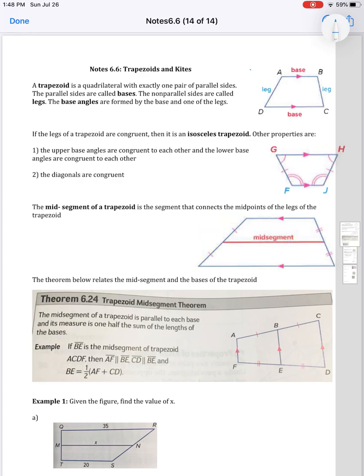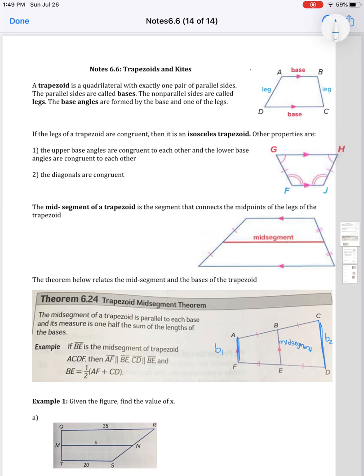The base angles are formed by the base and one of the legs. So there's two pairs, bottom base angles and top base angles, or upper base and lower base. If the legs of the trapezoid are congruent, it's called an isosceles trapezoid, very similar to an isosceles triangle. And the upper base angles are congruent, the lower base angles are congruent, and the diagonals are congruent to each other. So there's one actual mathematical formula that's associated with trapezoids, and it's something called a midsegment.